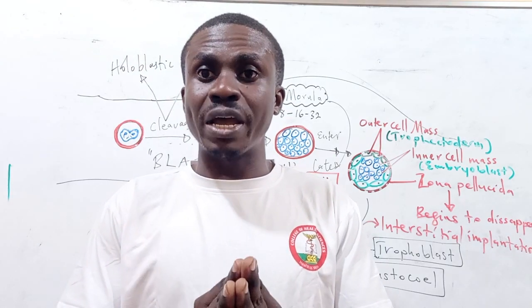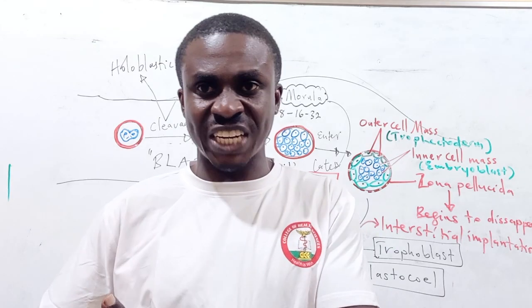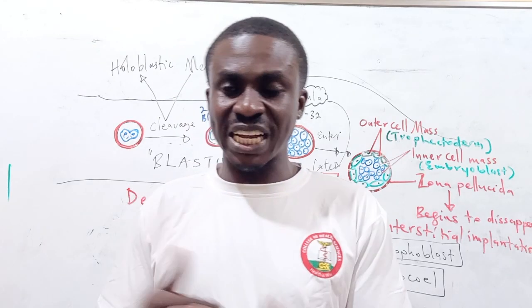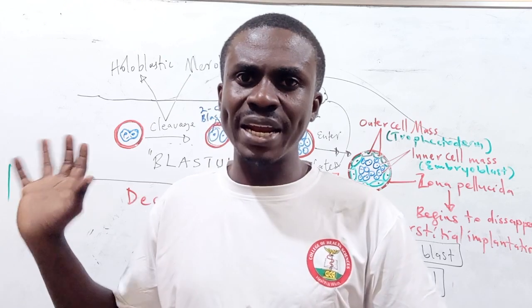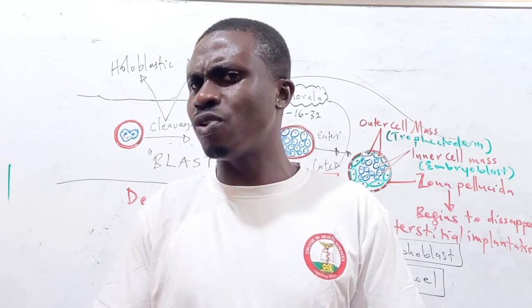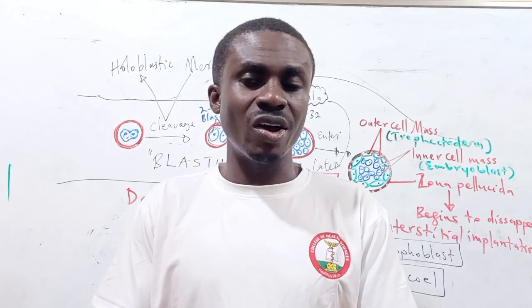Sometimes you may also talk about the ampulo-isthmic junction. Yes, that is also one area that you can give as your answer: the ampulo-isthmic junction or the ampulla of the uterine tube.